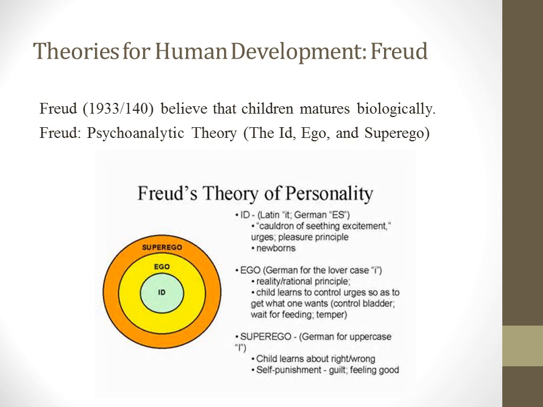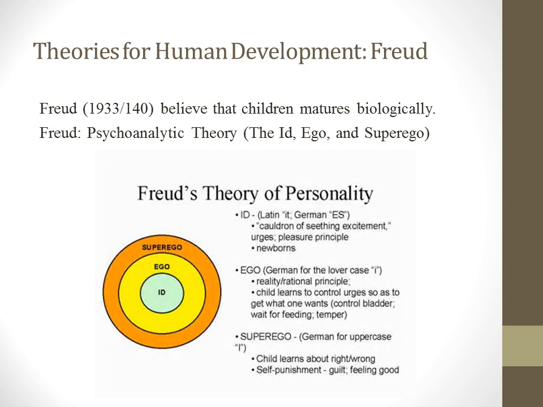Another interesting theory of human development was proposed in 1933 by Sigmund Freud. He believed that children mature biologically. He proposed the psychoanalytic theory: the id, ego, and superego. According to Freud, at birth all psychic energy resides in the id, the impulsive, irrational, and selfish part of the personality whose mission is to satisfy the instincts. The id seeks immediate gratification even when biological needs cannot be realistically or appropriately met.